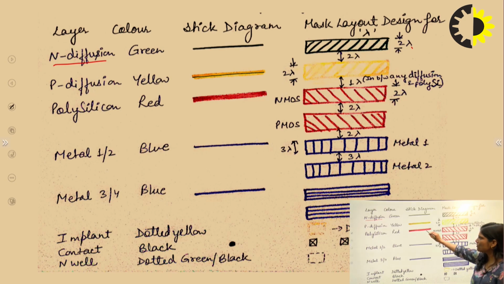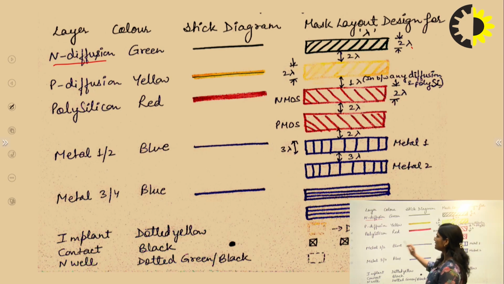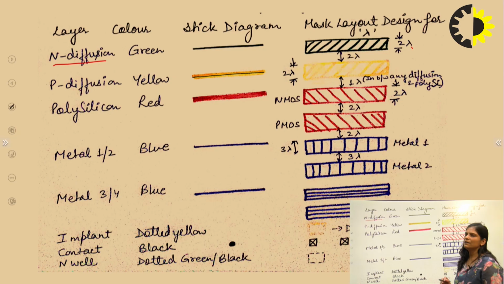P diffusion is of yellow color, polysilicon is of red color, and metal lines are shown by a blue line. Now we have to draw a mask layout for this stick diagram, and we have to measure the widths also. For n diffusion, the width is 2 lambda. In between n diffusion and p diffusion there is a distance of 2 lambda. The width of this p diffusion is also 2 lambda. Now the distance in p diffusion to polysilicon is 1 lambda only in between these two.